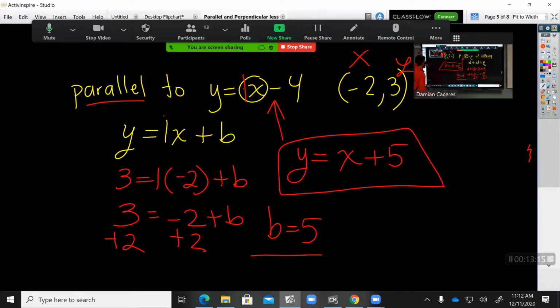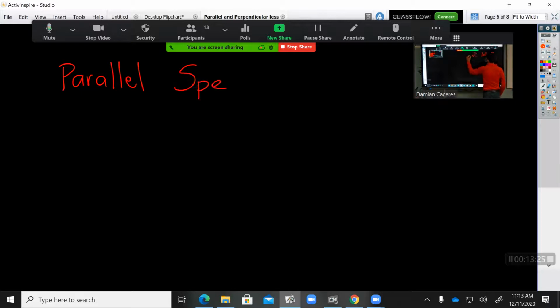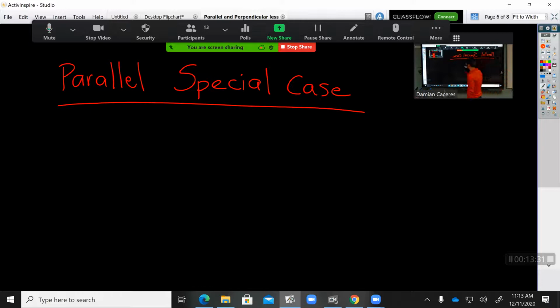So now, on this next page, we're going to call this parallel special case. Now, this is not really a special case, but it's different than the other ones, and I want to explain it to you because it's very good for understanding how these things work.